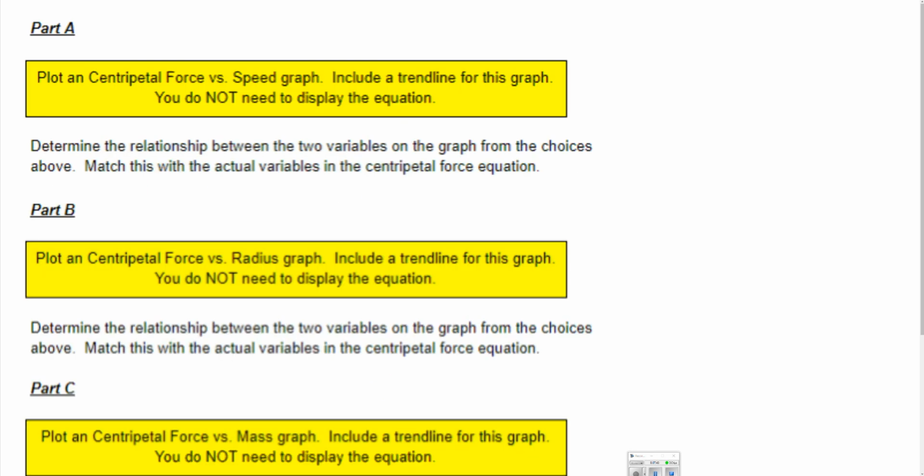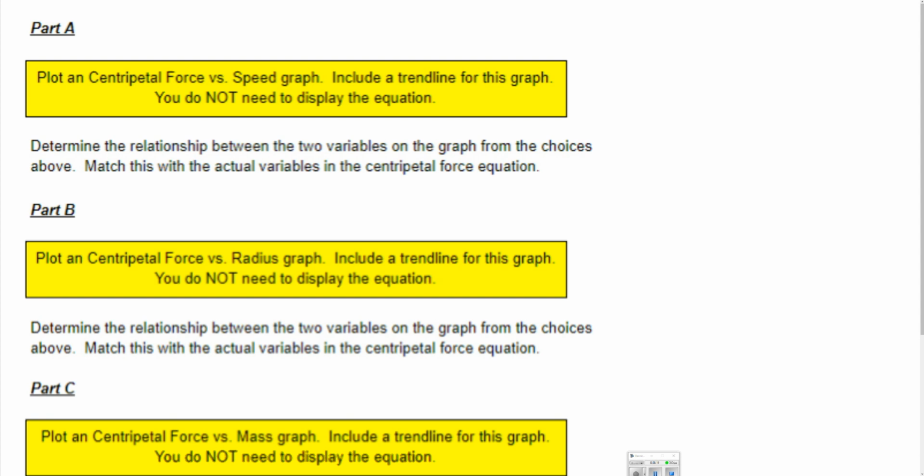Now, this is what you actually have to do to formalize those relationships. You got to plot 3 graphs. Centripetal force versus speed, centripetal force versus radius, centripetal force versus mass. Let's see what shapes we get. Right? We know when we get this shape, it means this relationship. When we get that shape, it means that relationship. First one says, determine the relationship between the 2 variables in the graph from the choices above. Match this with the actual variables in the centripetal force equation.